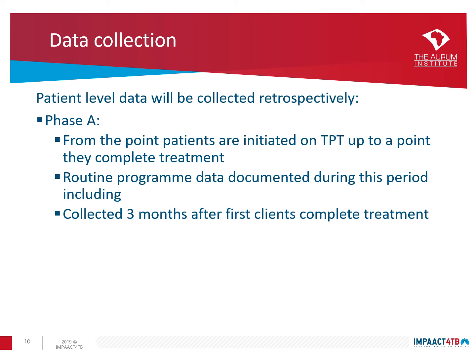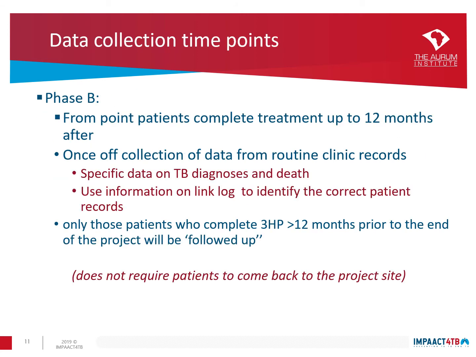We will collect data retrospectively, and as such, we have divided the data collection into two phases. Phase A includes data from the point patients are initiated on TPT up to the point they complete treatment. Routine program data documented during this period will be included, and this data will be collected 3 months after first clients complete treatment. The second will be the phase B data collection time point, and this is the point from where patients complete treatment up to 12 months after completing treatment.